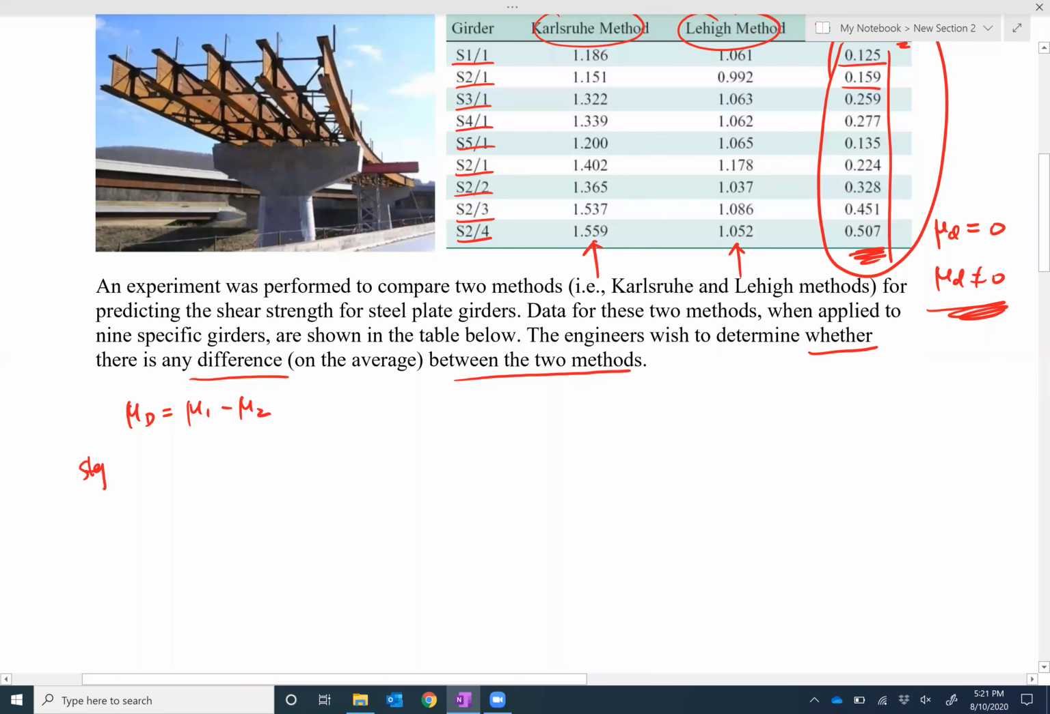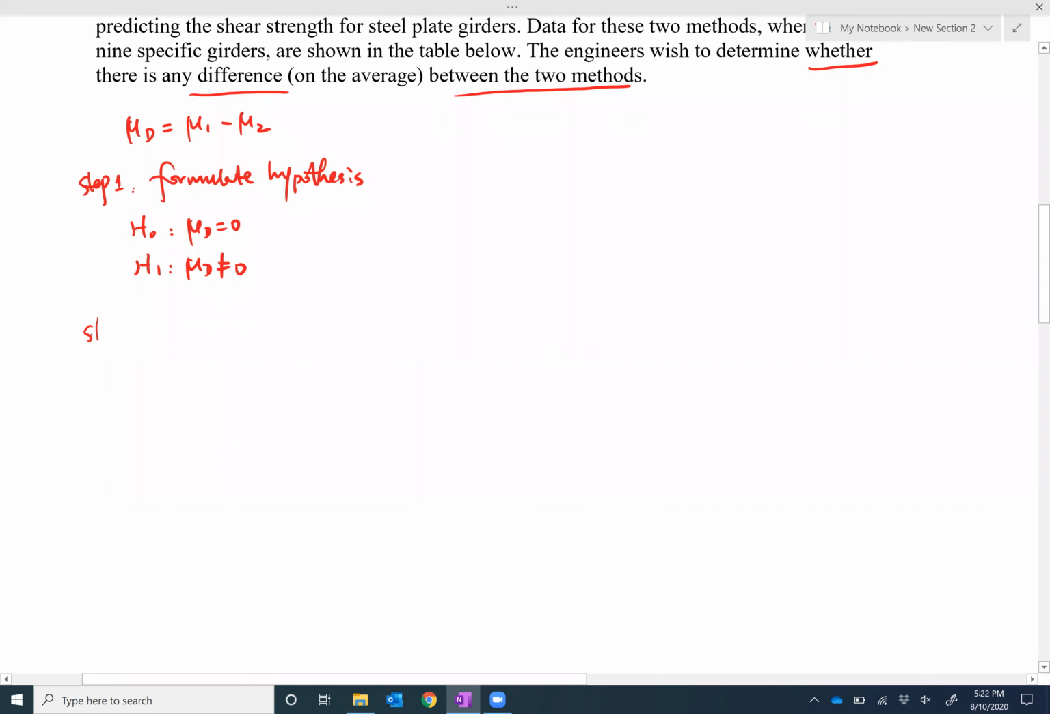Step one, formulate hypothesis. H naught: mu D equals zero. H one: mu D does not equal zero. Step two, compute the test statistic.